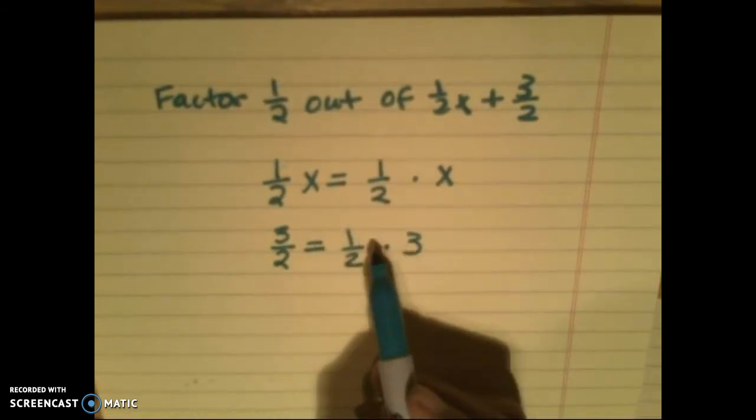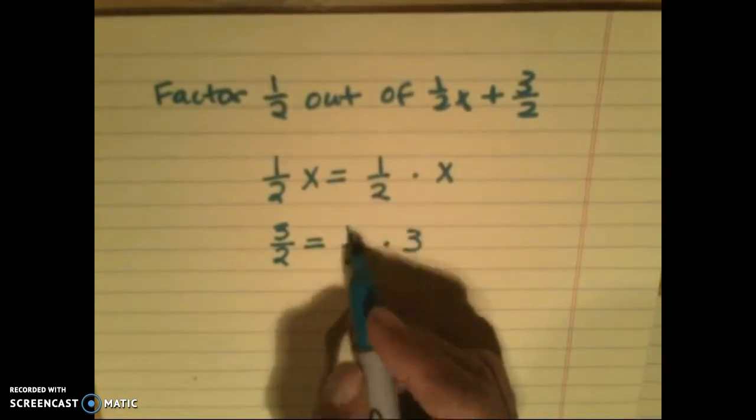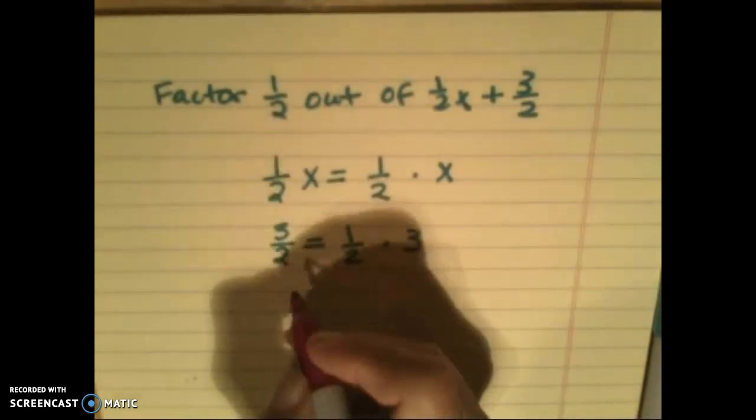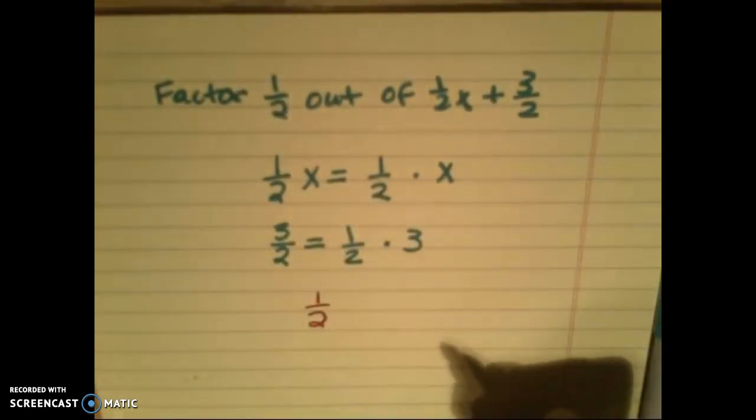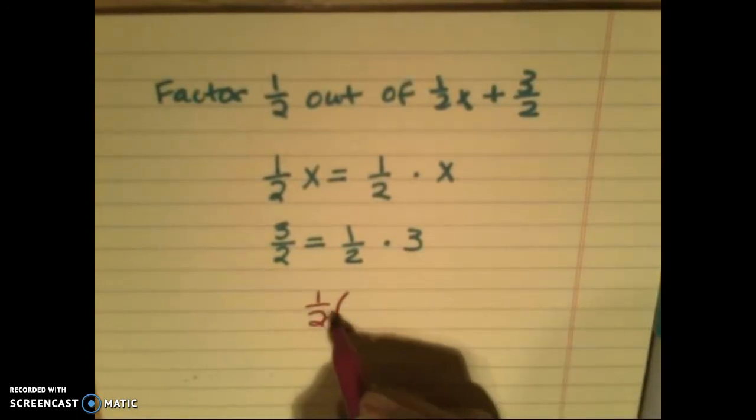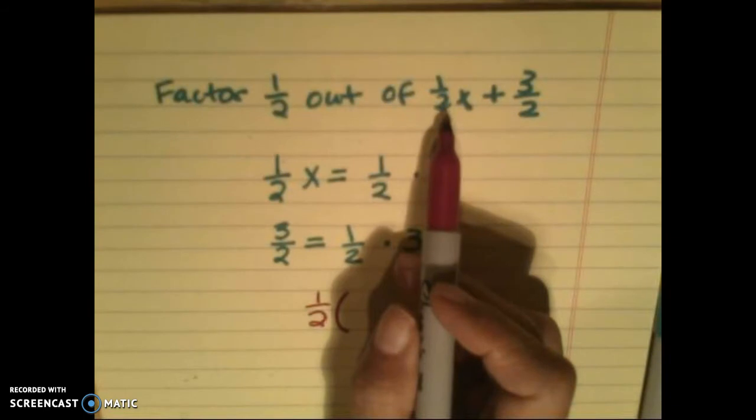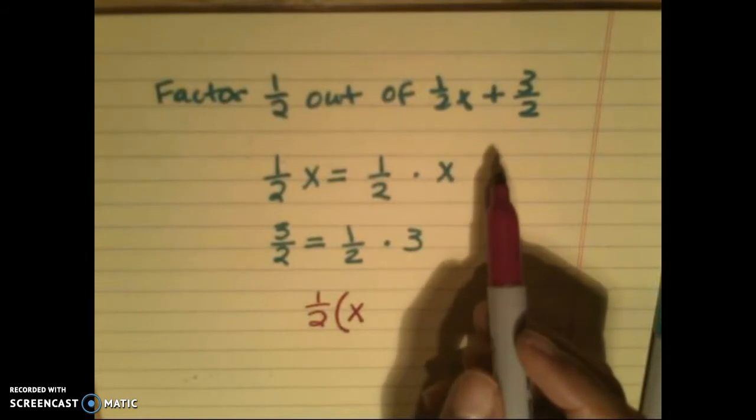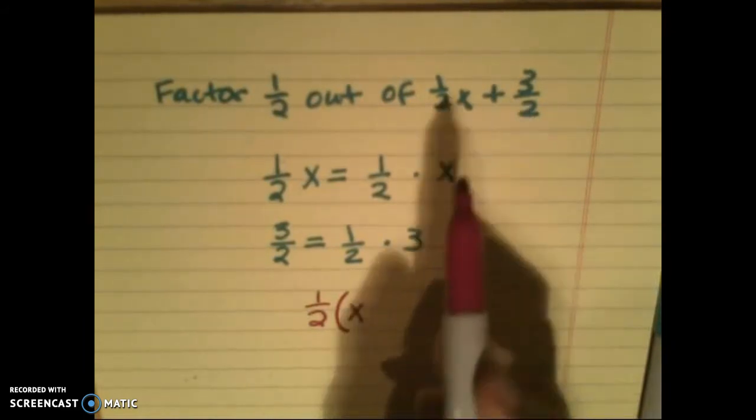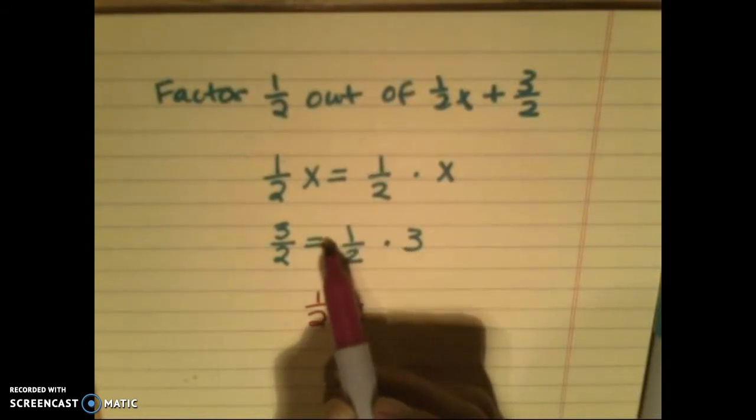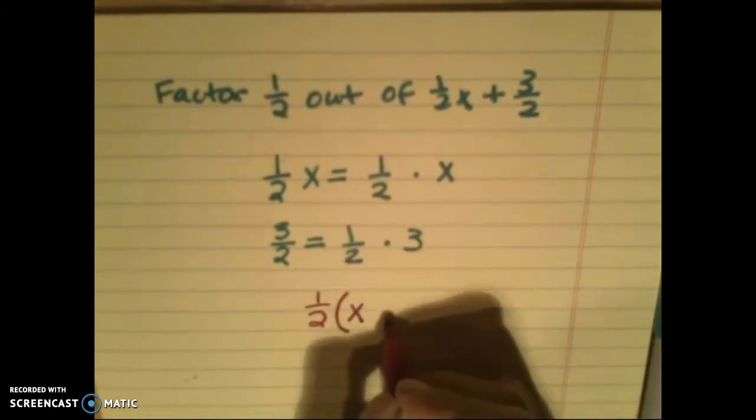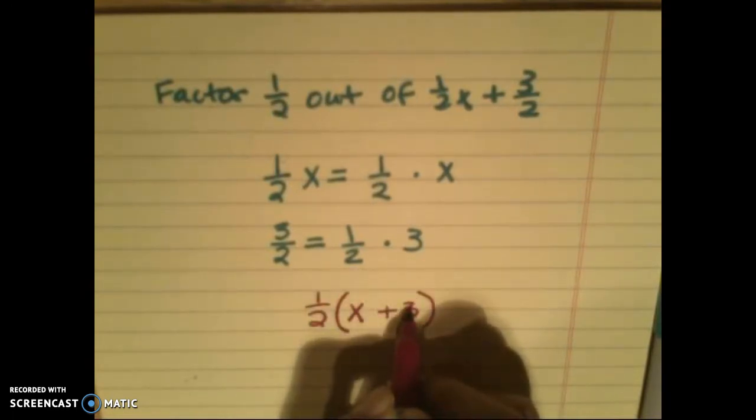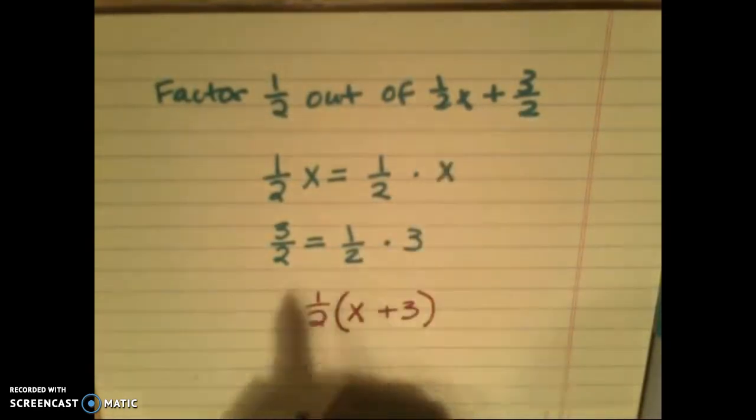So to factor this out, I know half is going to be my first factor because they already told me to factor out that half. So the half is factored out, and I can think to myself, half times what equals half x? Well, half times x. Now, half times what is going to equal 3 over 2? I already said that half times 3 equals 3 over 2. So if I place a positive 3 here, half times 3 will equal 3 over 2. So that would be my final answer.